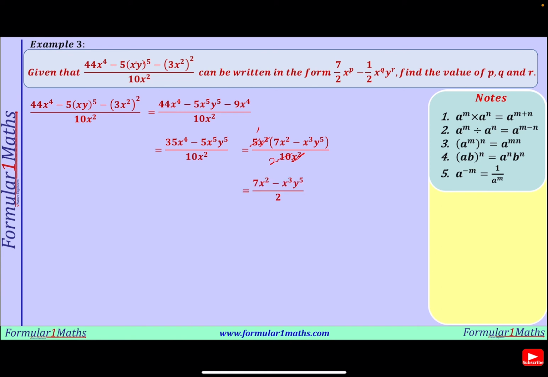And then we can rewrite this one as 7x squared over 2 minus x cubed y to the power 5 over 2. We can write this again to look like this by doing this. 7 over 2 x squared minus a half x cubed y to the power 5. This, let me stress, is the same as that. Now we are in a position to write down the values of P, Q, and R. As you can see, our P is 2 over here. Our Q is 3 over there. And our R is 5 over here.